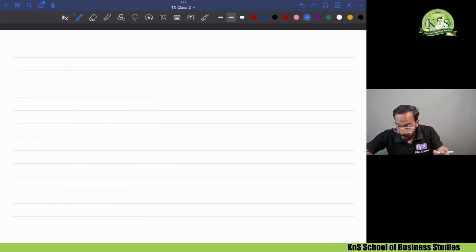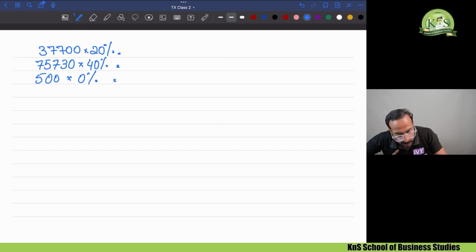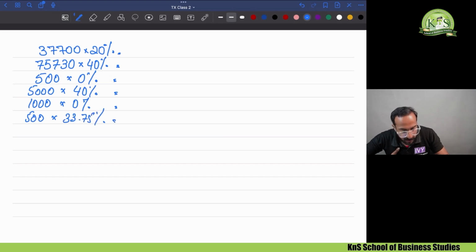Here we are calculating if there is no such contribution. Till 37,700 you will be applying 20%. For the next part of the non-savings income, it is 40%. As you know that you are a higher rate taxpayer, so the first 500 of interest income will be taxed at 0%. The next 5,000 will be taxed at 40%. 1,000 of dividend income will be taxed at 0%, and 500 will be taxed at 33.75%.